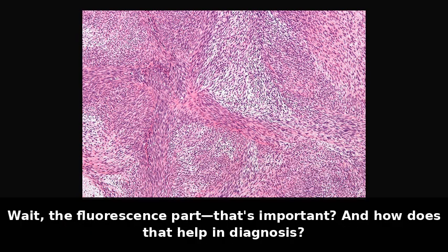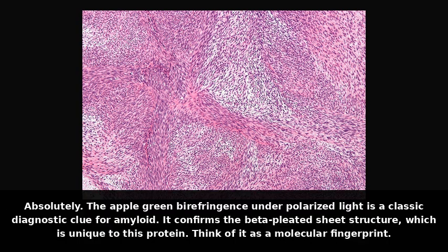Right, the fluorescence part, that's important. And how does that help in diagnosis? Absolutely both. The apple green birefringence under polarized light is a classic diagnostic clue for amyloid. It confirms the beta-pleated sheet structure, which is unique to this protein. Think of it as a molecular fingerprint.